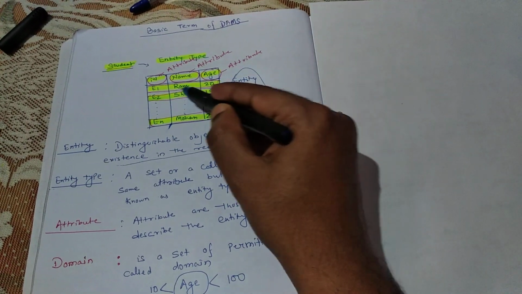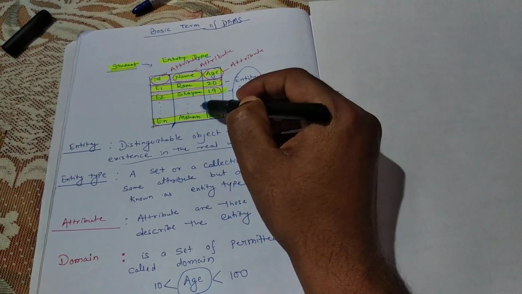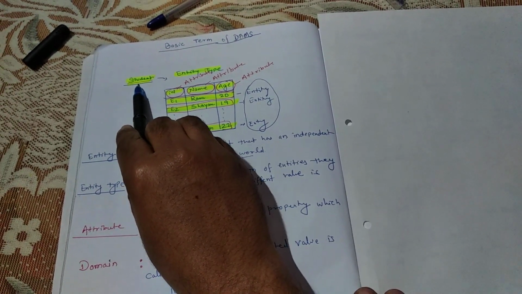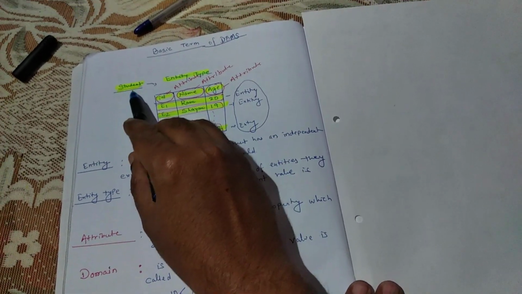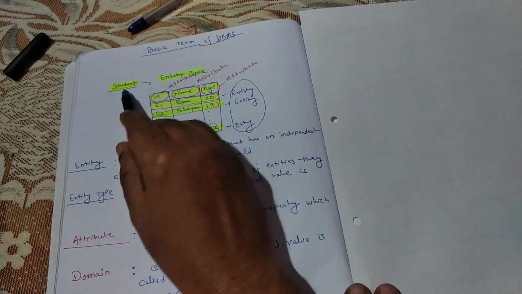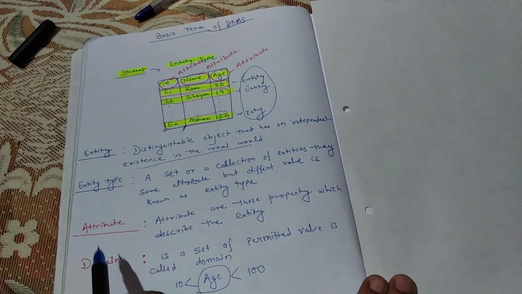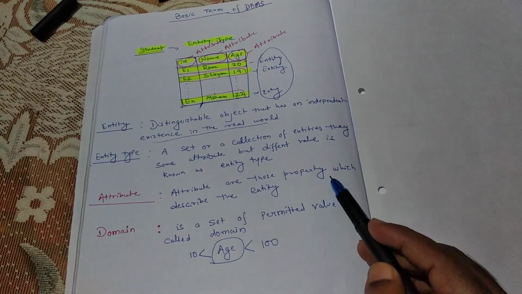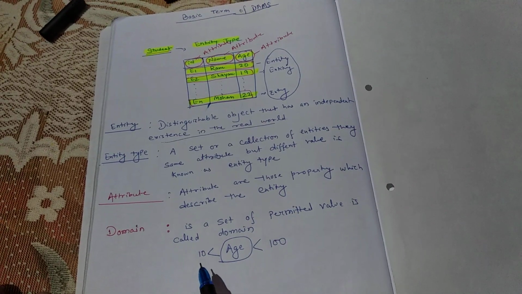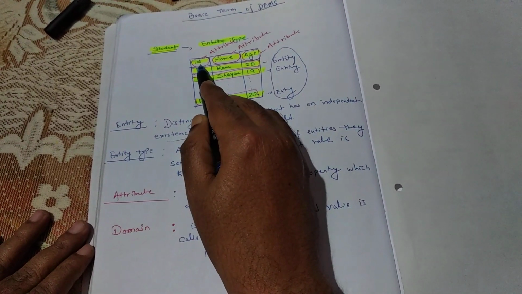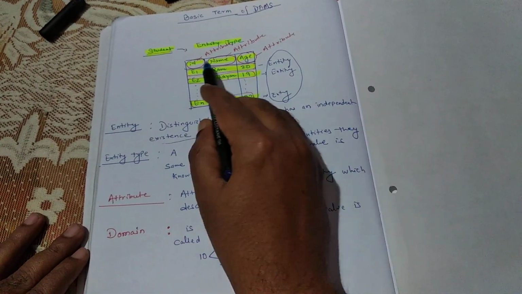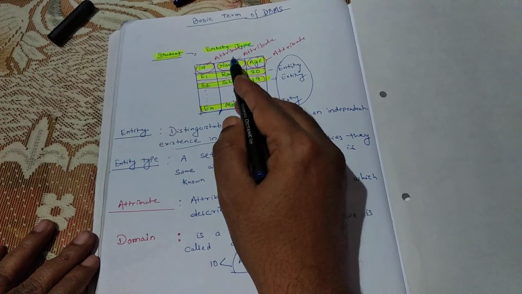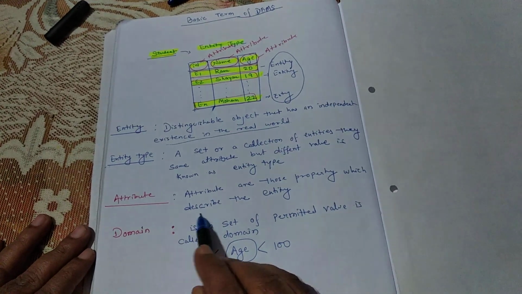Again, these are the entities of entity type student. That means the entity here, the entity type is student. Next is attribute. What is an attribute? Attributes are those properties which describe the entity. That means here ID, name, age are separate attributes. So these are attributes which describe the entity.